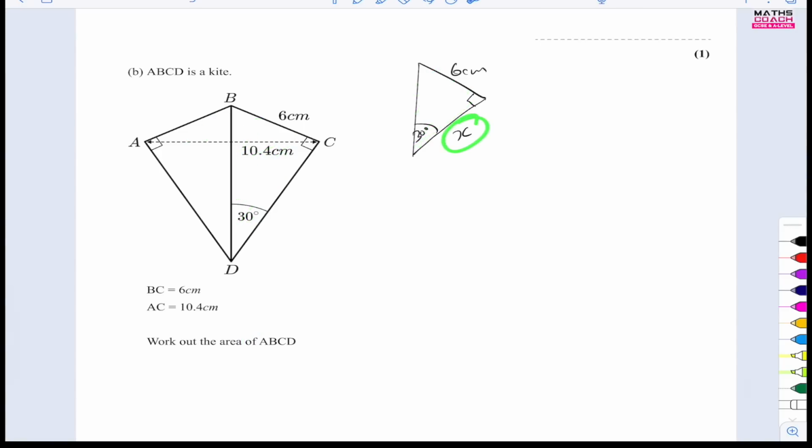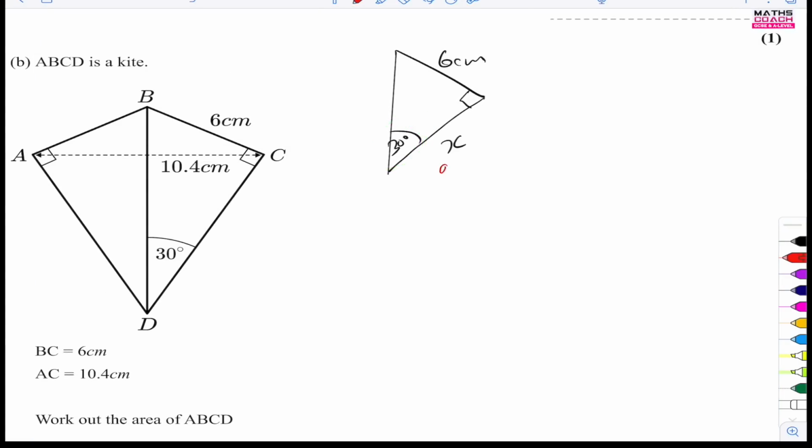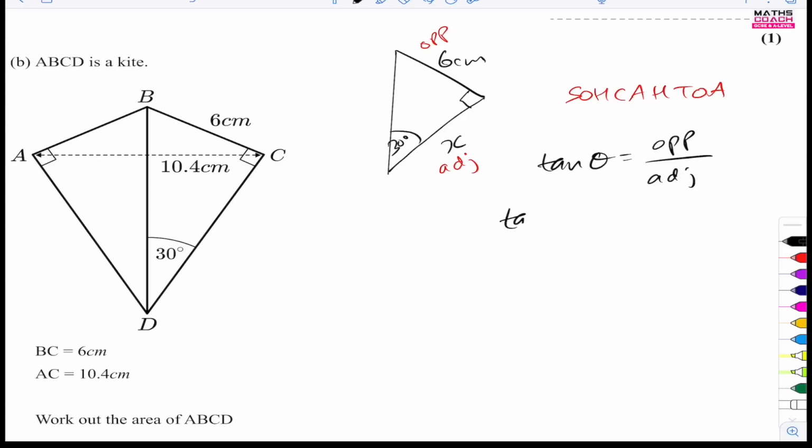All right, so how do we find this? So once again, let's label it according to our angle right here, which is 30 degrees. So this will be the adjacent side, and this will be the opposite side. So what in SOHCAHTOA uses adjacent and opposite? Well, that's tan, right? So it's going to be tan theta is equal to opposite divided by the adjacent. So tan 30 is equal to the opposite. What's the opposite? It's 6 divided by the x.